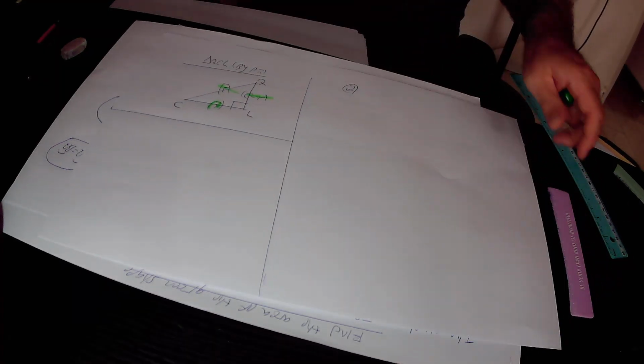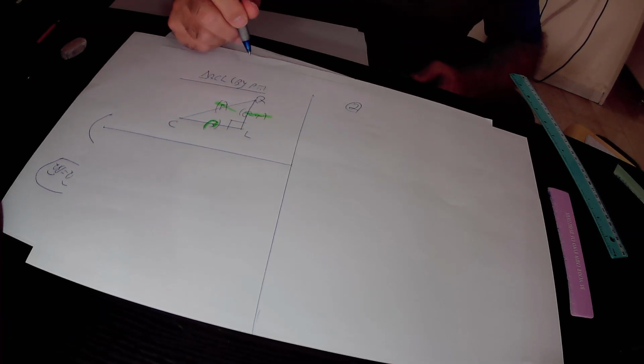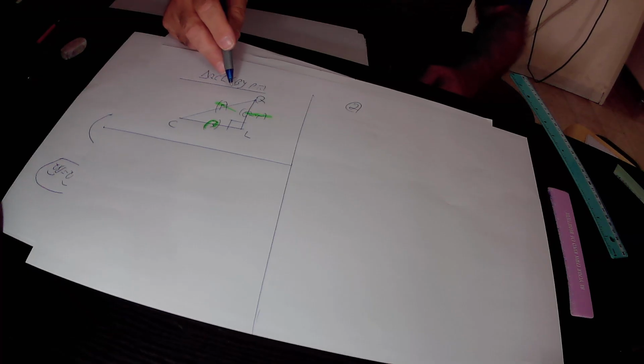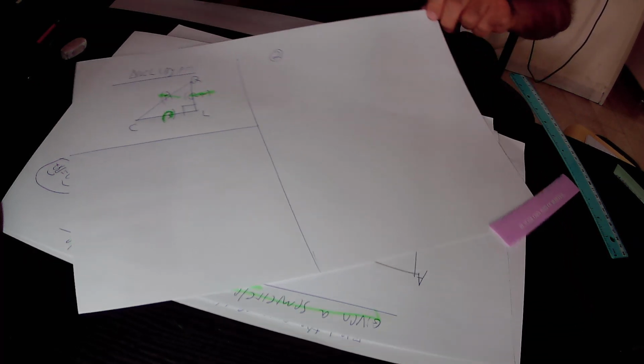So actually, this is the right triangle QLC. According to the Pythagoras theorem, in this right triangle QLC, QC squared, that is the square of the hypotenuse, equals QL squared plus LC squared. So write it down.